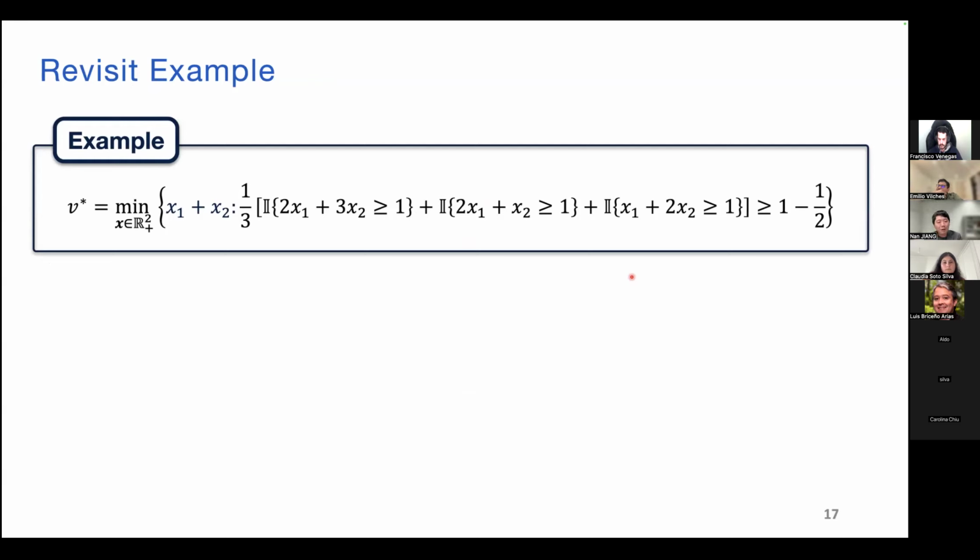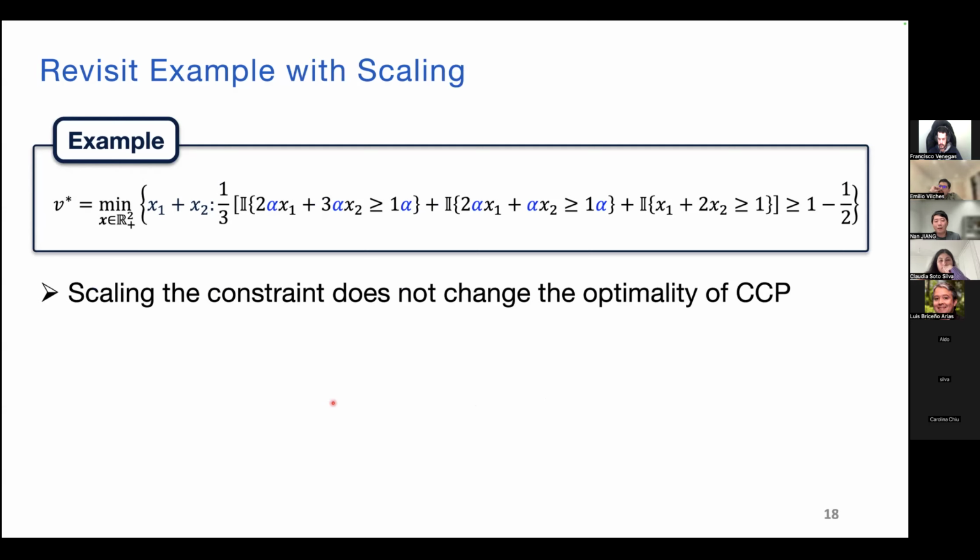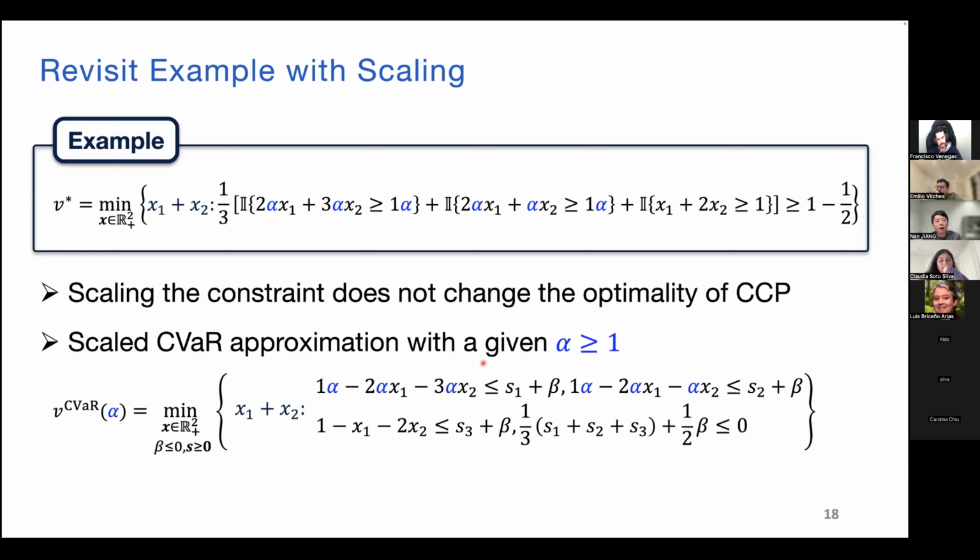What we can do here is write down the CVaR approximation in the extended space, so we write down all the variables. And then we can scale some constraints. For example, in the first two constraints, we can put the alpha there. Whether alpha is 1 or 2 does not change the optimality of the original chance constraint program. But now we can have the alpha in the corresponding CVaR approximation.